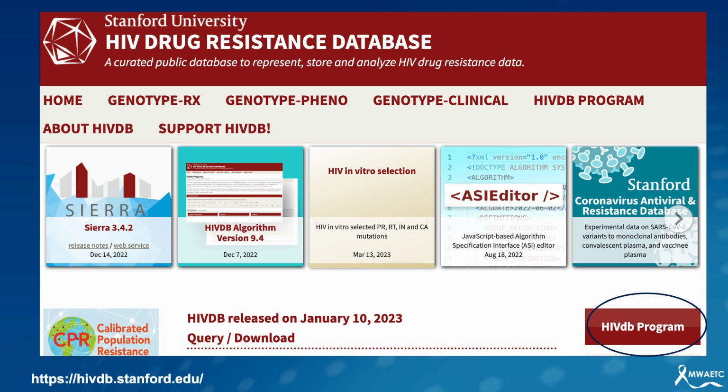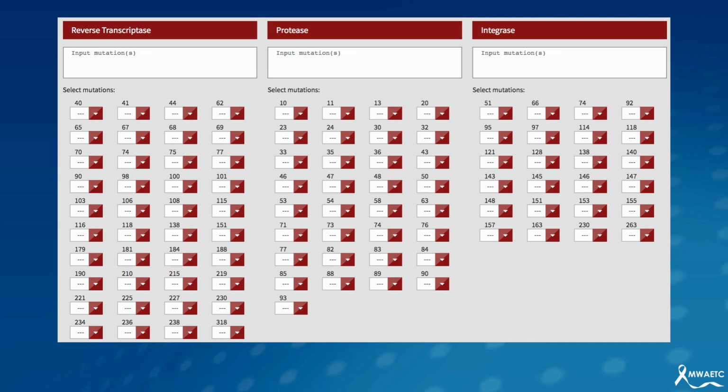If you're familiar with it, that's fantastic. Please share added tips and tricks. If you aren't familiar, I really encourage you to go and play with it, put in mutations. It's a great way both to get help with clinical patients and just to learn the mutations. The website is at the bottom. The key button there is the HIV DB or HIV database program. It will take you to a screen like this.